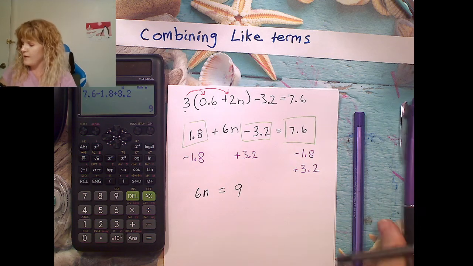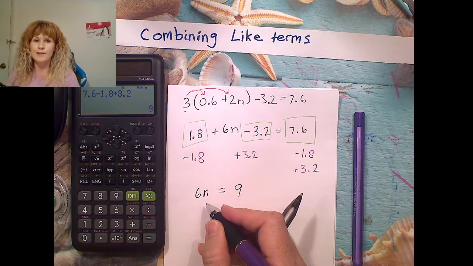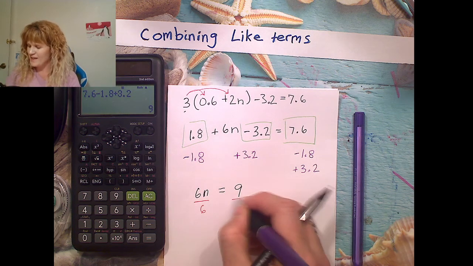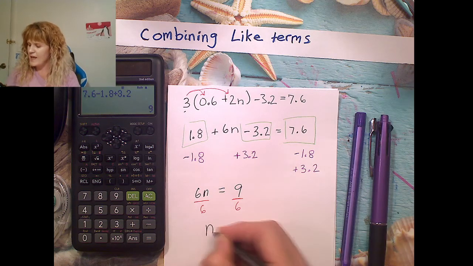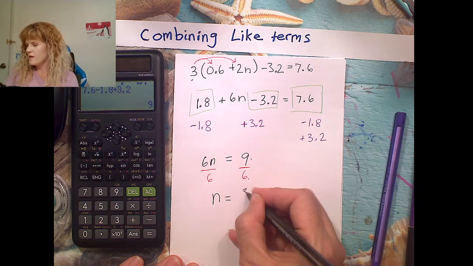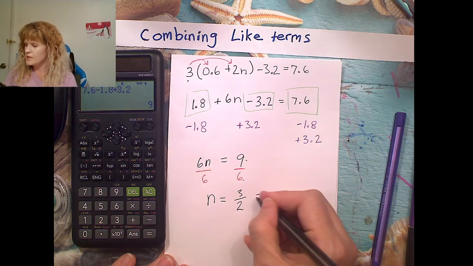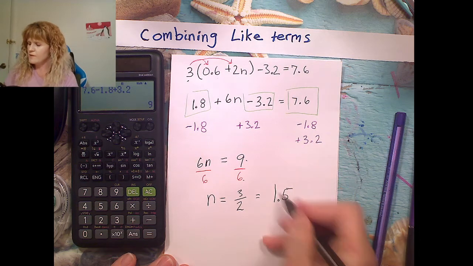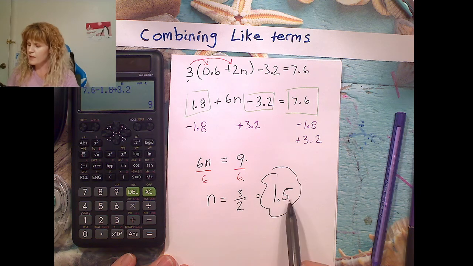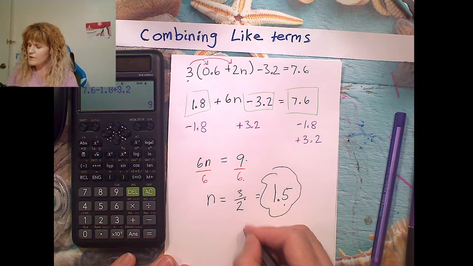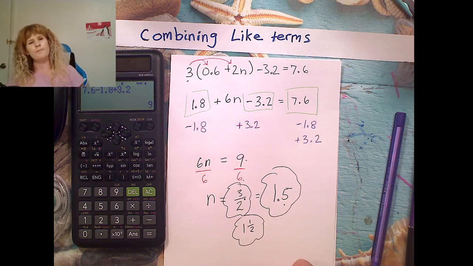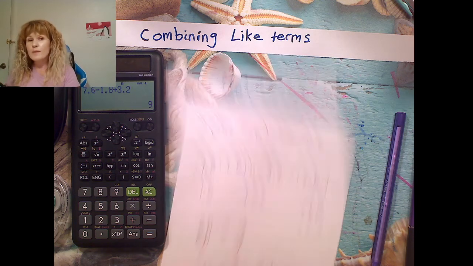Okay, and then divide by the number which is multiplied by our unknown. So divide by 6 and divide the other side by 6. And I get n equals 9 divided by 6 is 3 over 2, which equals 1.5. So there we go. I solved for n. You can write it as a fraction, 3 over 2. You can write it as a decimal, 1.5. You can even write this as a mixed number. All 3 answers are the same. Good job, guys. How about one more?